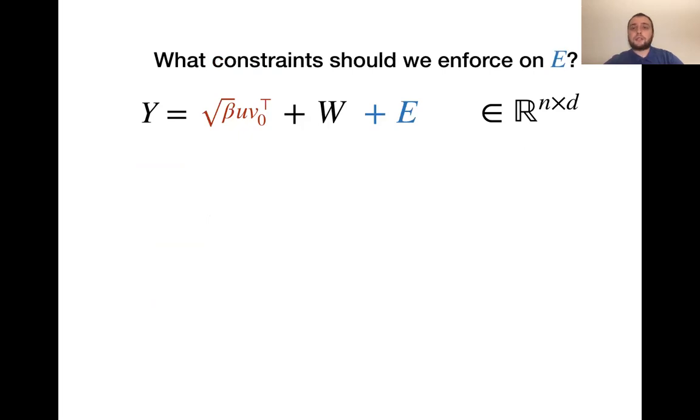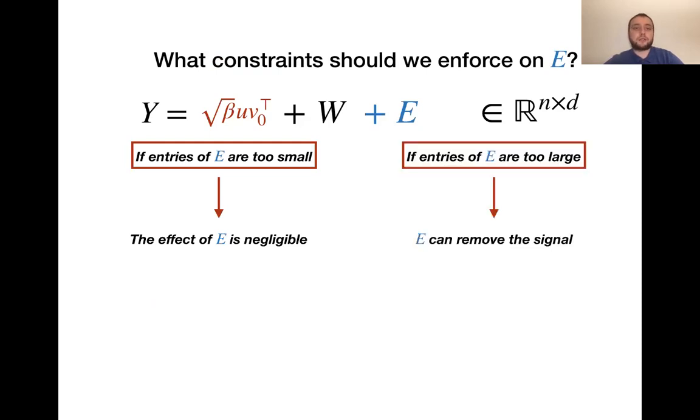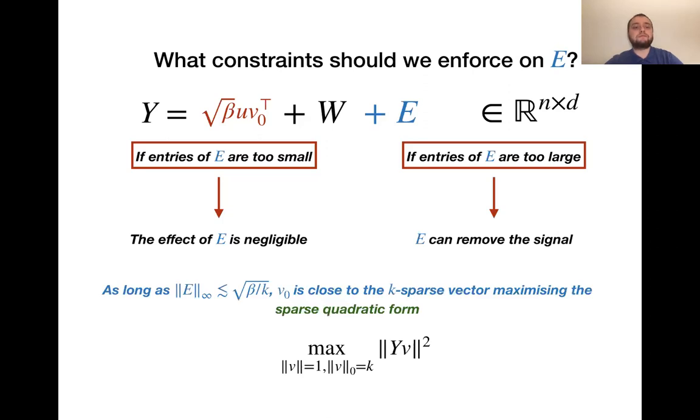Then what constraints should we enforce on E? The trivial observation is that if the entries of E are too small, then it's not interesting; the effect of E is negligible. But if the entries are too large, then we can just remove the signal by taking minus root beta U transpose V0 as E. It's not difficult to see that. So we take a bound which is close to the second case, close to the maximal possible magnitude of the entries of E.